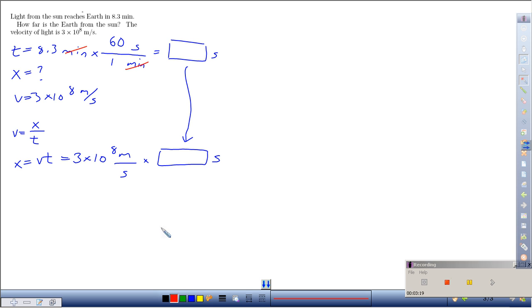Well, what happens to my units is seconds here is on the bottom, seconds here is on the top, so seconds cancels out. The only units left are meters. Sorry, I said minutes, that's meters. My answer is going to be in meters, so that's going to be so many meters. When I do 3 times 10 to the 8th times this number, it will give me so many meters, and that is my answer.